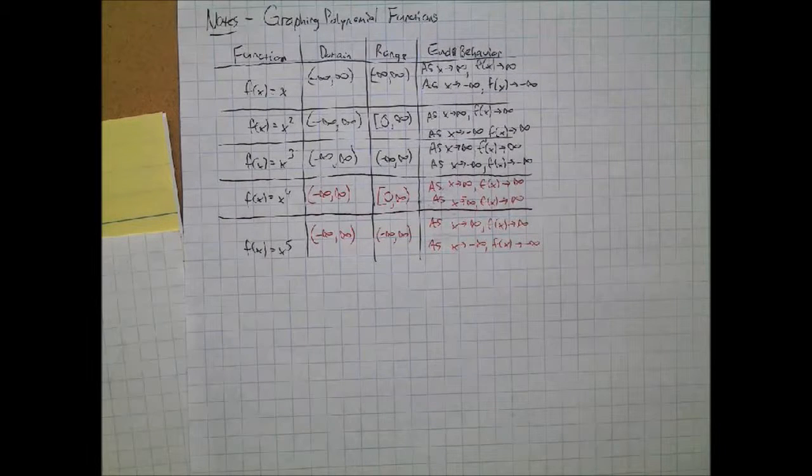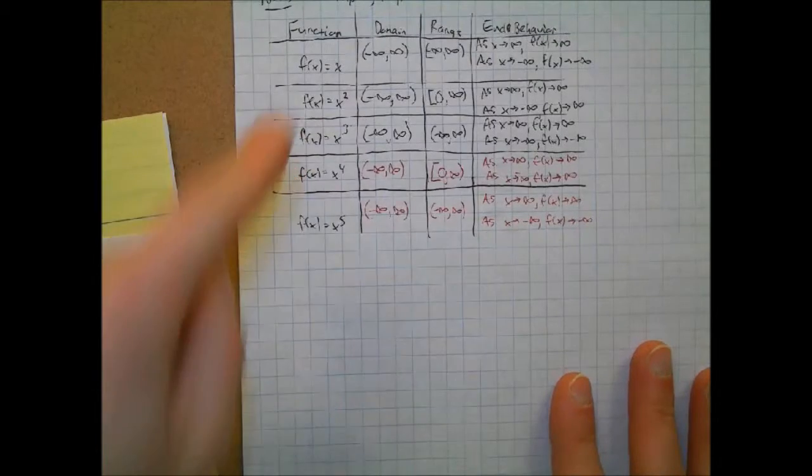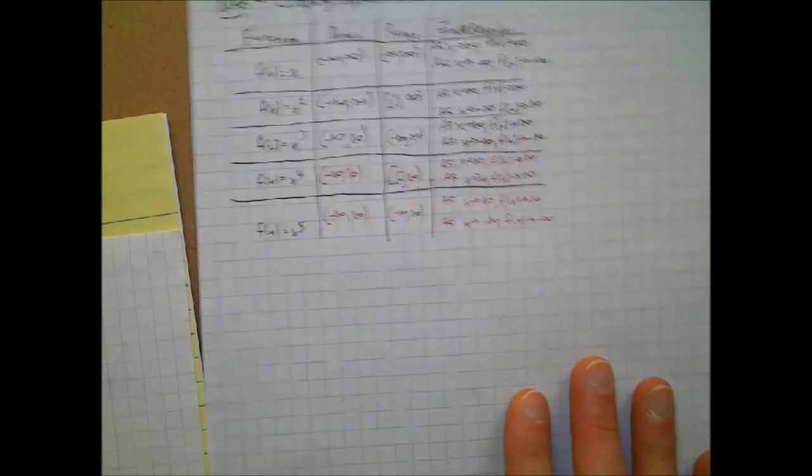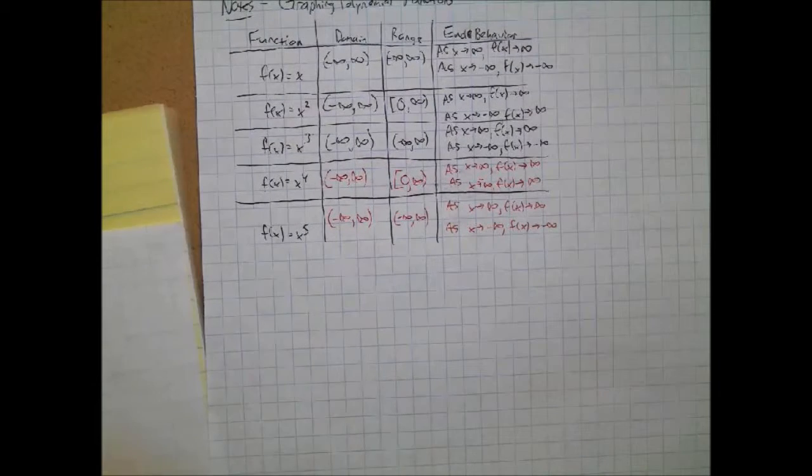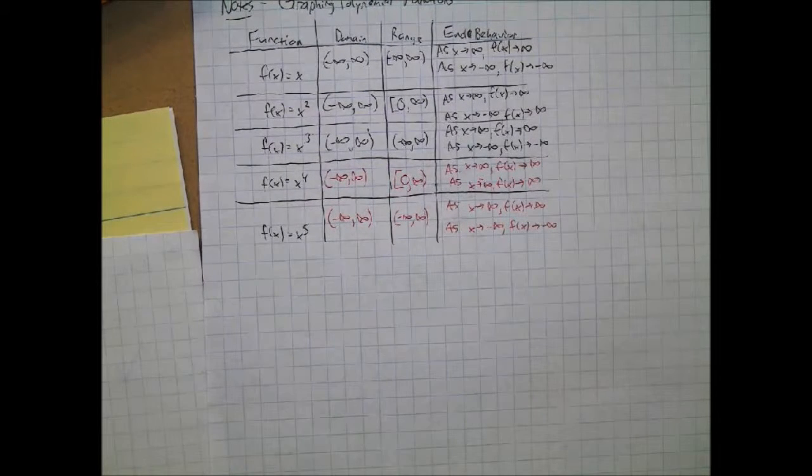As you go really far to the left, it goes down. As you go really far to the right, it goes up. And then all the even functions, x to the 2nd, x to the 4th, x to the 6th, x to the 8th, x to the 10th, those are like kicking a field goal. It's good. They both go up from left to right.